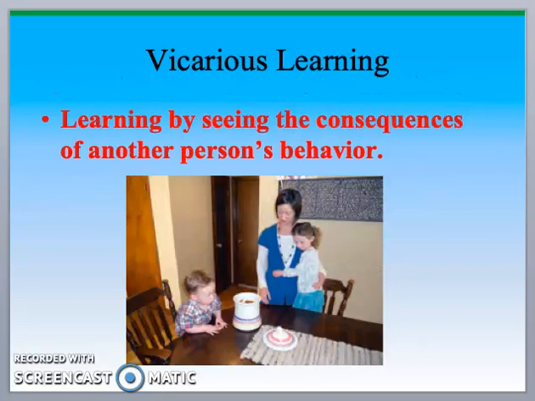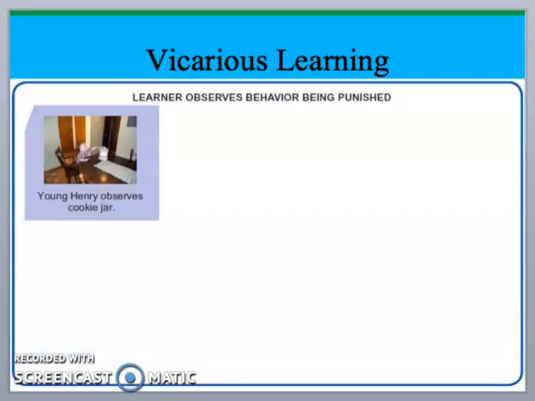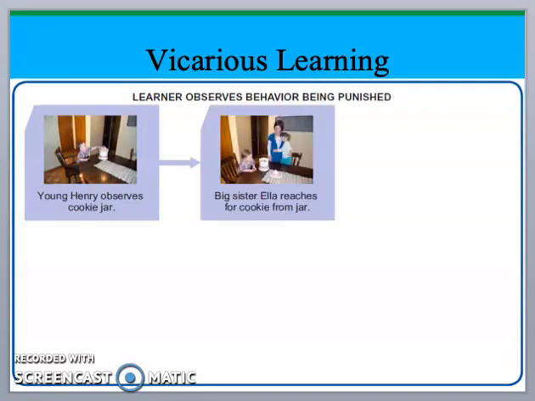Now, Albert Bandura's breakthrough was known as vicarious learning: learning by seeing the consequences of another person's behavior, and learning through that what to do or what not to do. And a consequence is not always a bad thing. So in our vicarious learning exercise, we're going to start with a little boy named Henry. Young Henry observes a cookie jar. No, I am not the one who came up with these names. The big sister is trying to reach into this cookie jar to get a cookie.